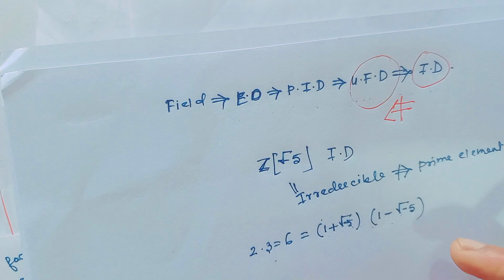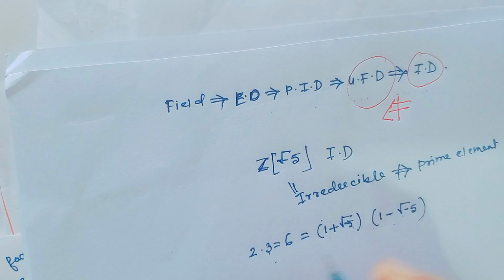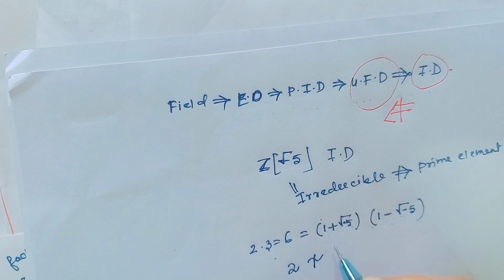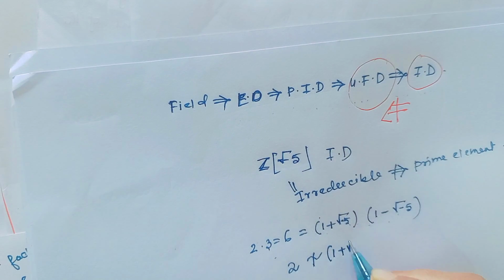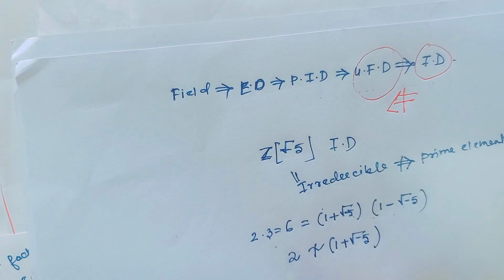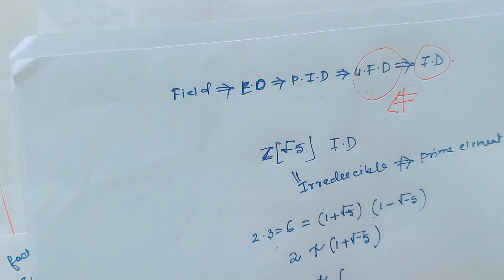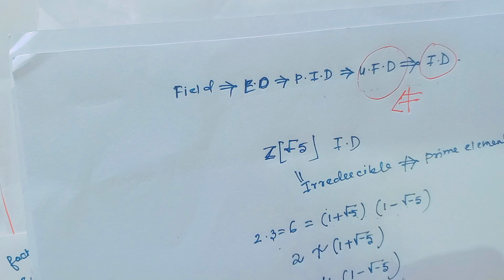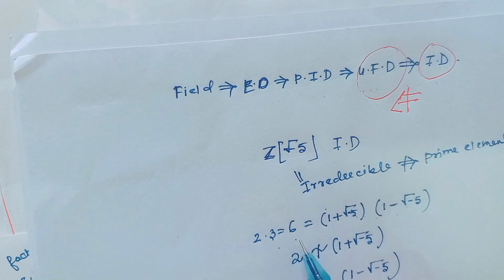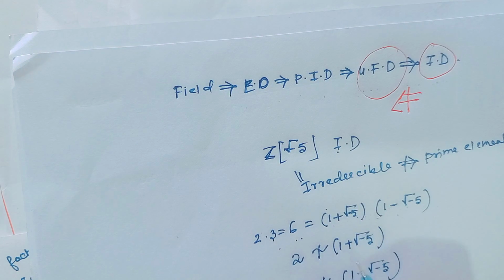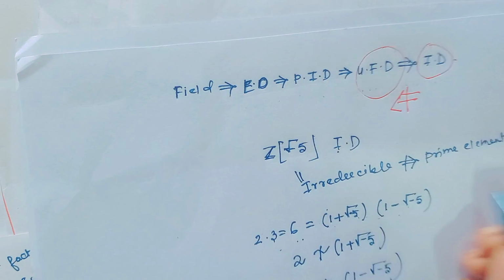Why? This factorization is not unique up to association, because 2 is not associated with 1 plus square root of minus 5. Also 3 is not associated with 1 minus square root of minus 5. So the element 6 in Z square root of minus 5, an integral domain, is not a U.F.D.